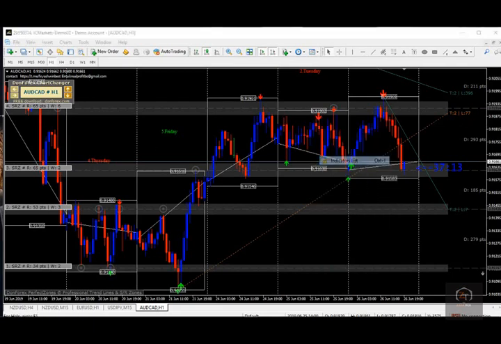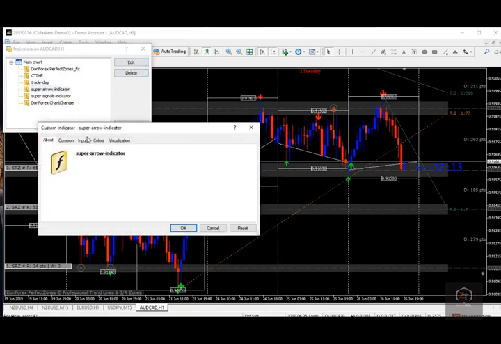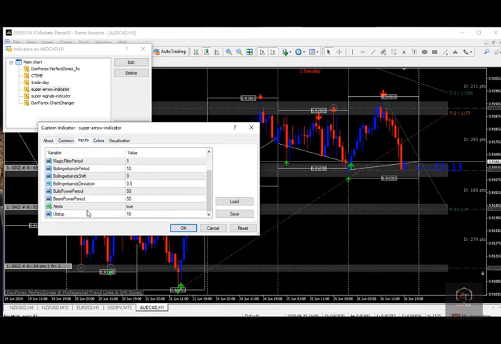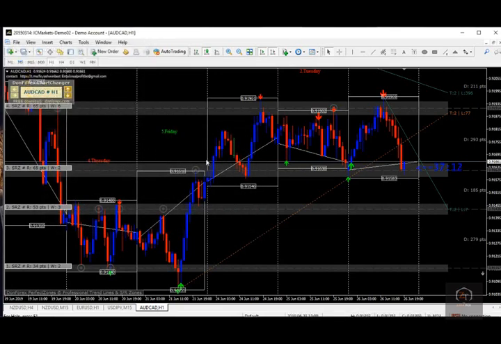Let me see. And also it has an alert here, so you can set up an alert. The name is Super Arrow Indicator. You can receive an alert. See, alert true. So any alert can be sent to you automatically. So there's not much to talk about here, because everything is plainly explained as you're watching it on the screen. So that's how perfect zone works.